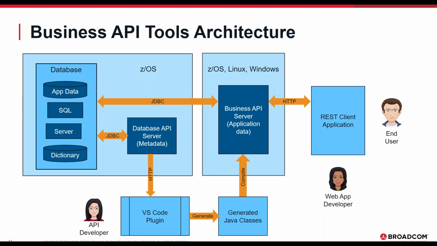That VS Code extension that we have uses the metadata API to discover the databases. And then the developer can say, okay, generate me some APIs. Those are then packaged into a business API server application. In addition to the VS Code extension, we provide a set of common library classes to support this, as well as a basic sample Spring Boot project as a container for this. So it's very quick to create this. And finally, they generate that REST client application that the web application developer would use to develop applications for the ultimate end user.